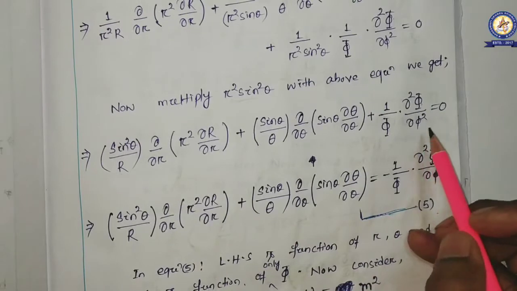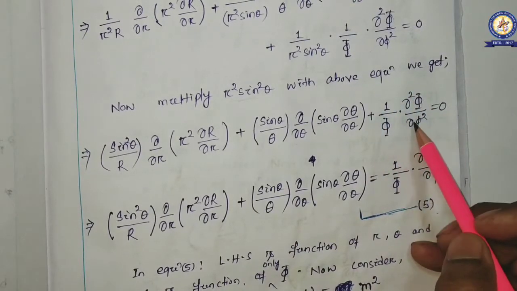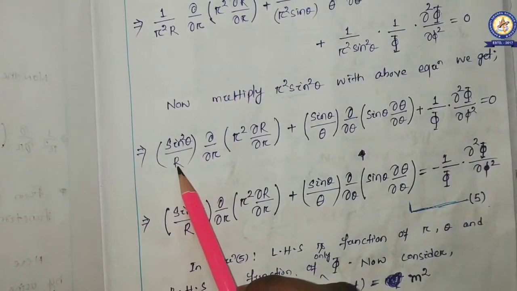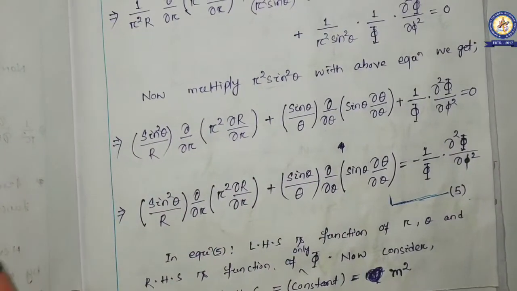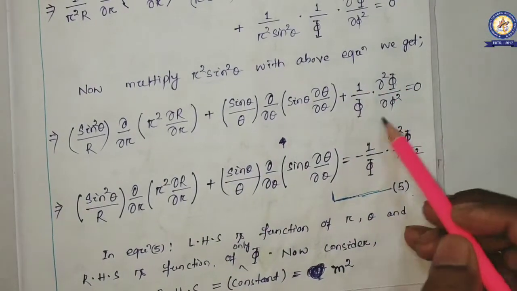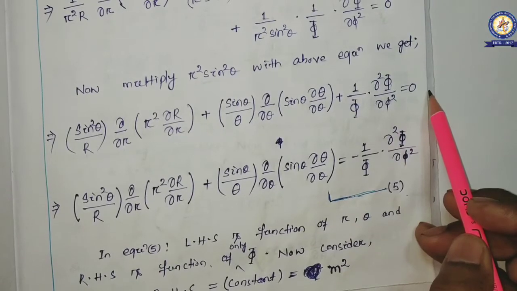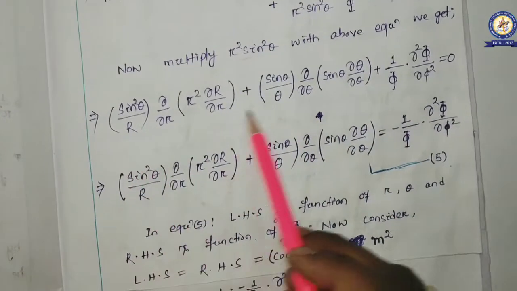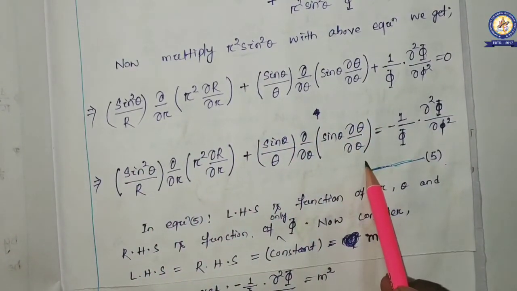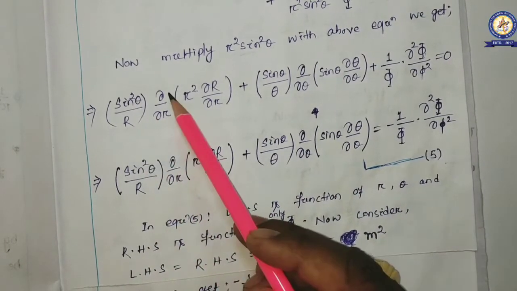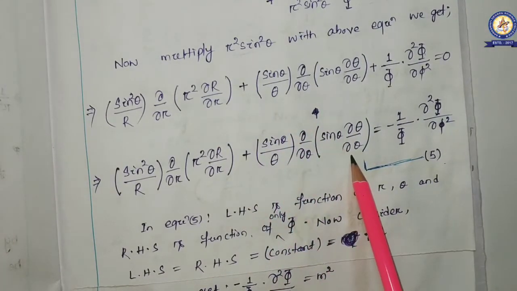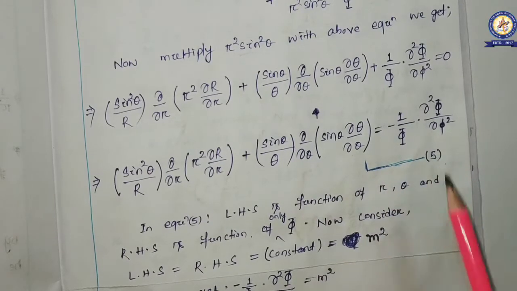Now, here you can see that this term is free from theta and r. This has a single variable. This term also has a single variable, but this term has two variables, theta and r, and this term is required for the treatment that we are going to discuss. So now, as this term has the single variable, it is taken to the RHS. So it will be minus 1 by phi into del square by del phi square of capital phi, and the left hand side is written as such. Nothing changed, you can see. Sine square theta by r, del by del r, r square del by del r of r, and this term is written without change. Let this be your equation number 5.